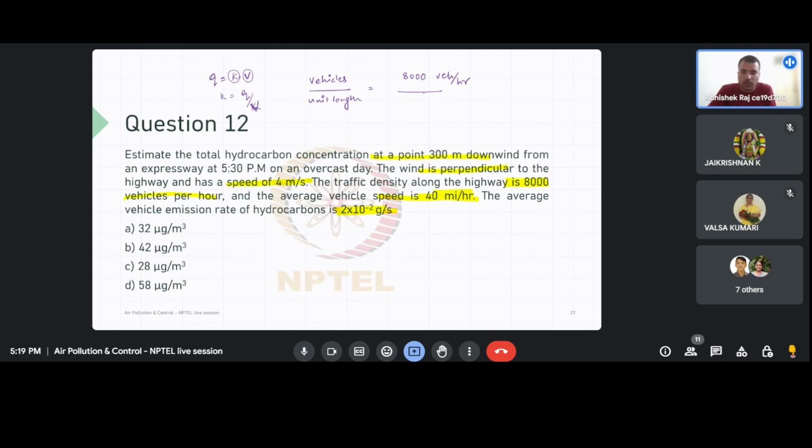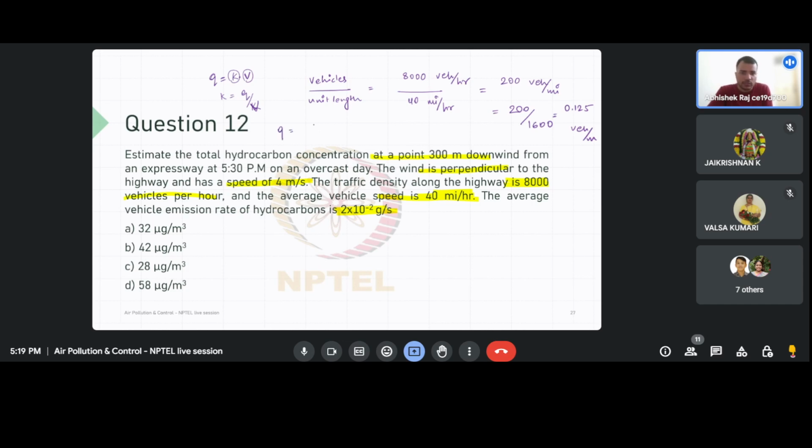So 8,000 vehicles per hour and speed is 40 miles per hour. This is where we have to be careful with the units. So this will come out as 200 vehicles per mile, but we need it in meters, so we don't need this in miles. So 1 mile will be, let's take it as 1.6 kilometers. So it will be 1 by 8. I think it will go to 0.125 vehicles per meter. Now what we will do is we will take the product of this, so this is vehicles per unit length, with the emission rate.